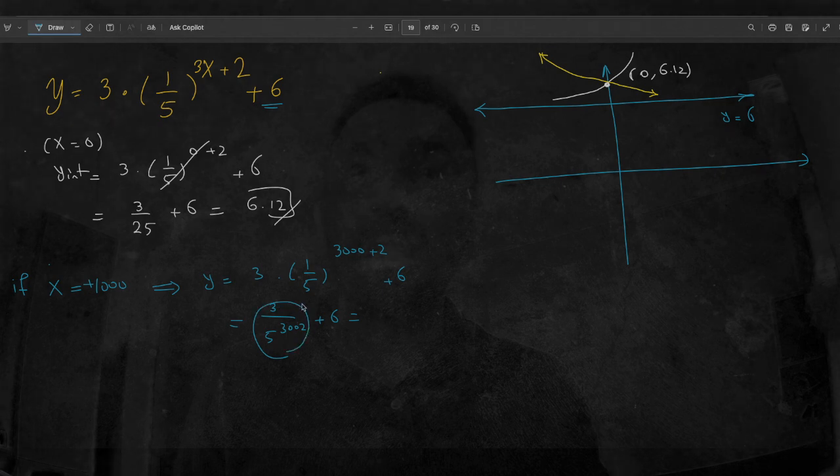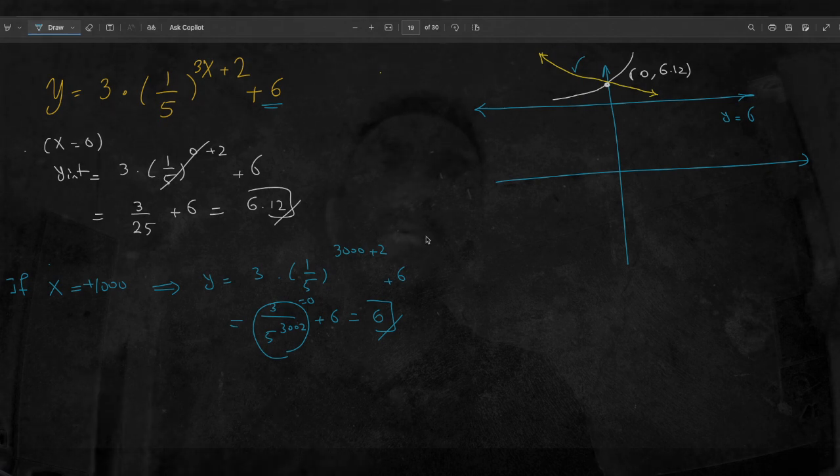This number again equals almost 0. Why? Because 3 over a very big number equals 0. 0 plus 6, 6. Okay, so what does it mean? It means that the behavior of your function to the right side is getting closer and closer to 6, which is the yellow case.